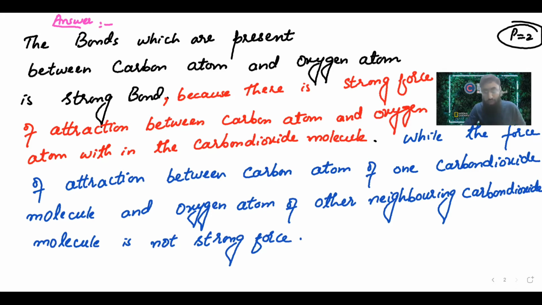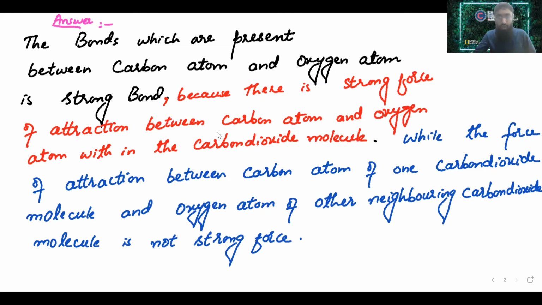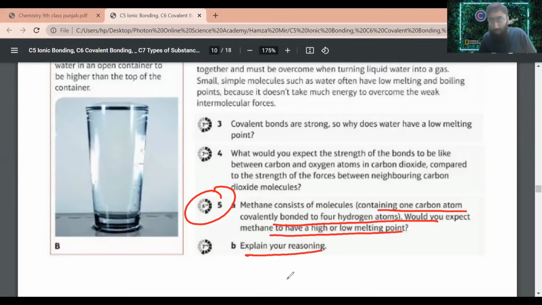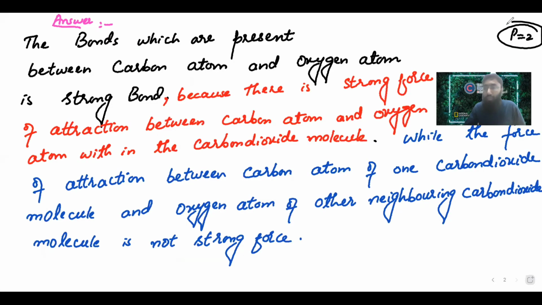So our next question, which we are going to discuss, is a very important question from the exam point of view. Question number 5. Methane consists of molecules containing one carbon atom covalently bonded to four other atoms. Would you expect methane to have high melting or boiling point? Explain this answer with reasoning. First of all, let me write the statement of the question so that we can make our proper notes. This is question number 5, and you can take the statement of question number 5 from your textbook as well.